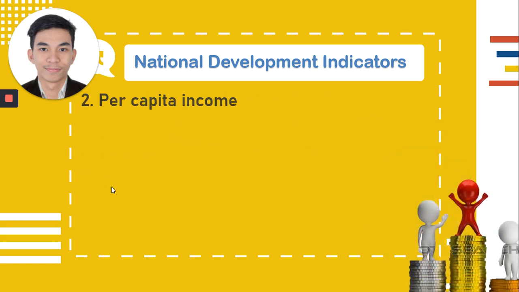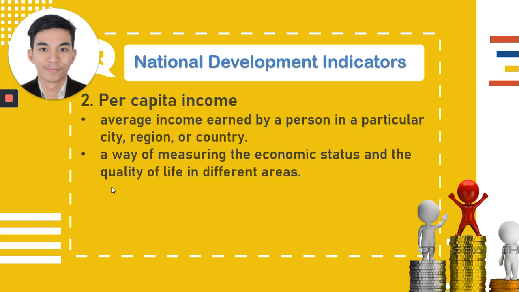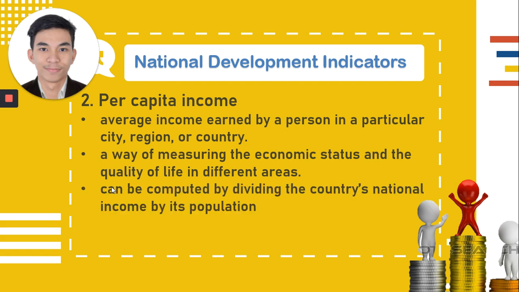Next one is the per capita income. It is the average income earned by a person in a particular city, region, or country. It is a way of measuring the economic status and the quality of life in different areas. It can be computed by dividing the country's national income by its population. So parang ito yung average income ng isang population. Kahit na madaming malalaki ang income, pero kung maliliit din naman ang income ng ibang tao, maapektuhan ang per capita income. Okay?